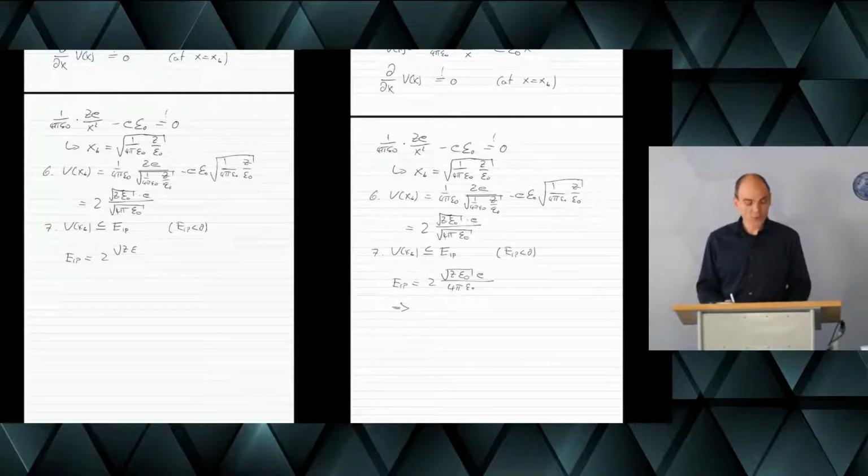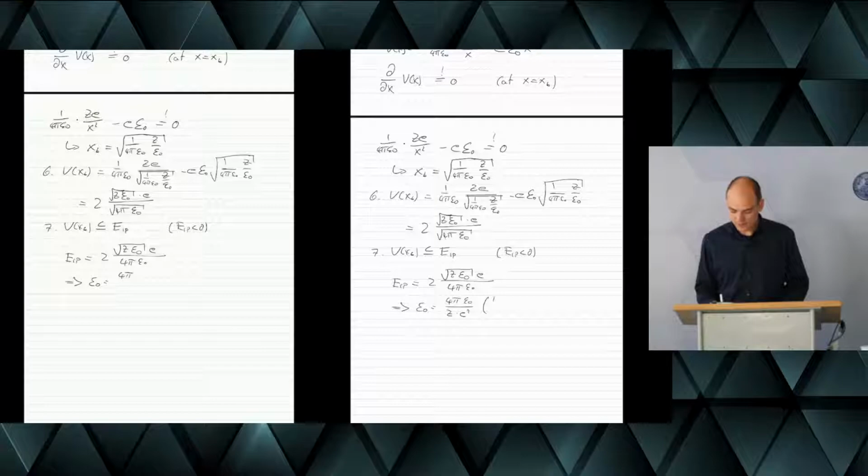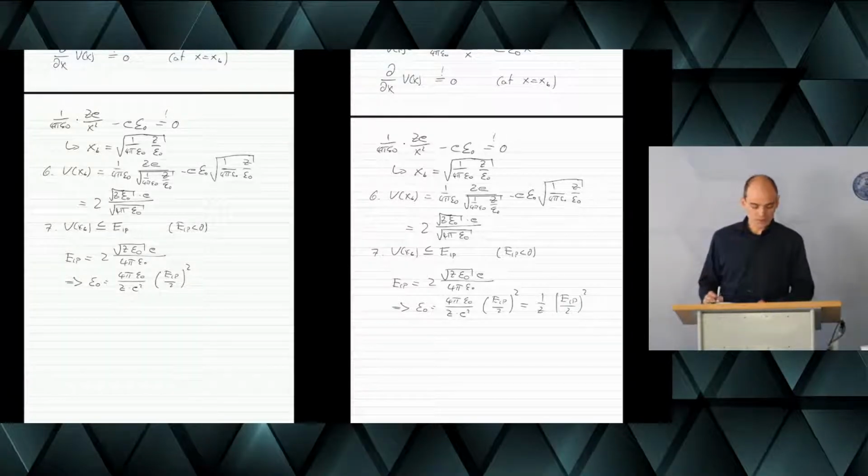Now we rearrange this for E naught, and we get 4 pi epsilon 0 over z times E squared times EIP over 2 to the second power. And as always, this becomes much easier if we use atomic units. Then we simply have 1 over z times EIP over 2 to the second power. And this would be the barrier suppression field strength.